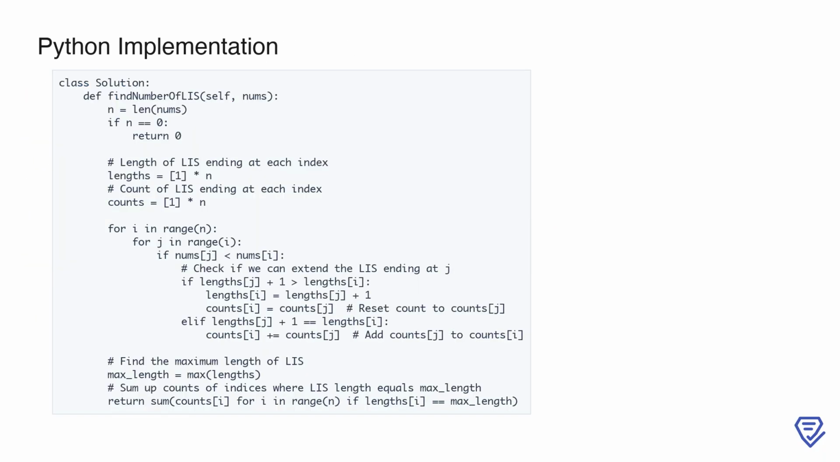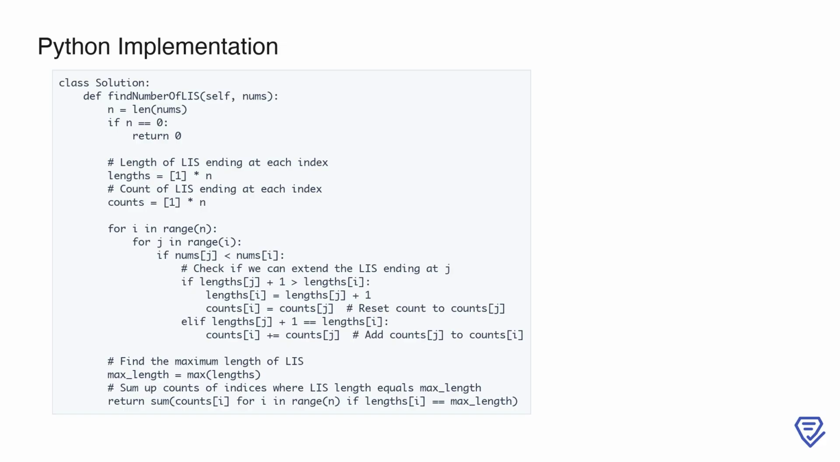This Python implementation solves LeetCode problem number 673, number of longest increasing subsequence. The goal is to find the number of longest strictly increasing subsequences in a given list of integers. Explanation. 1. Base case. First, the function checks if the input list nums is empty. If it is, there are no subsequences, so it returns 0.